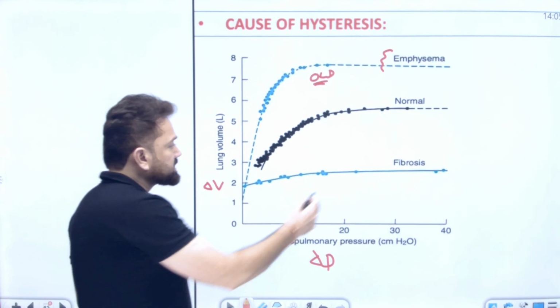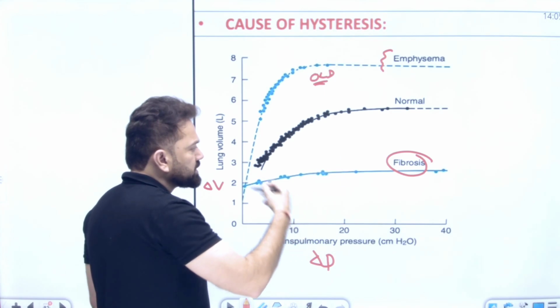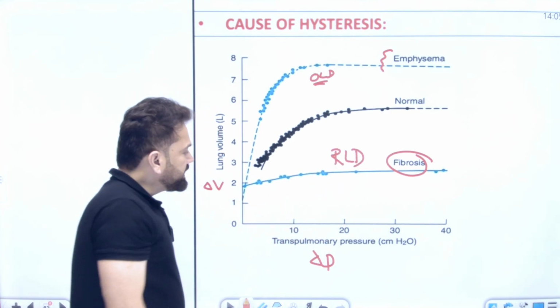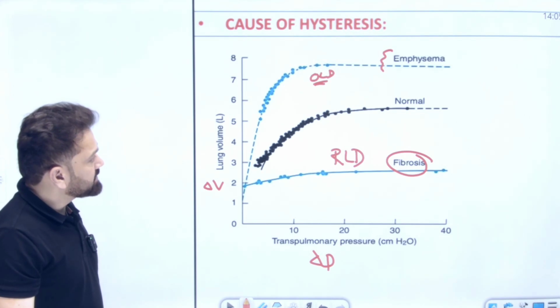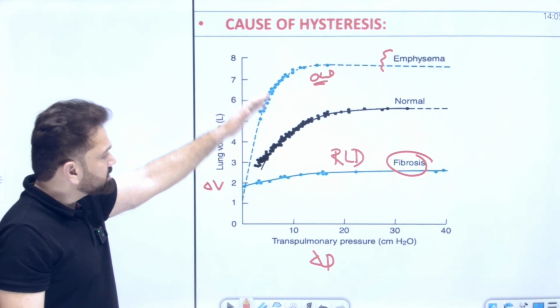In fibrosis of the parenchyma, it can be asbestosis, whatever, they all are restrictive lung disease. You can see that compliance is less. So compliance increases in OLD, obstructive lung disease, and decreases in RLD, restrictive lung disease.